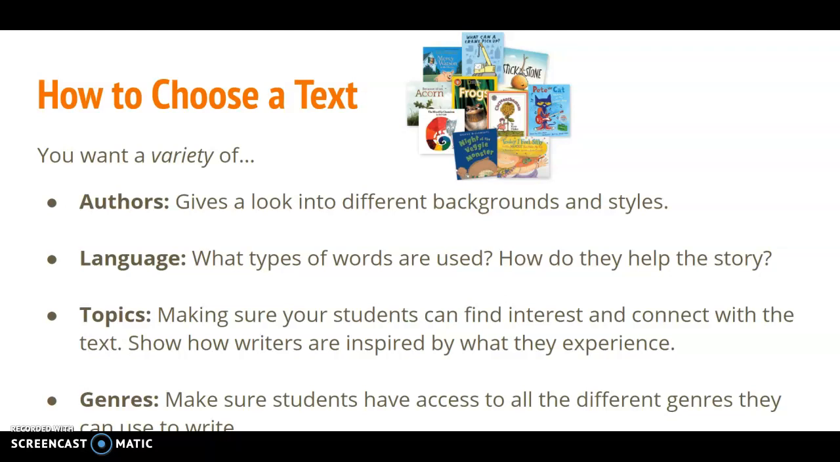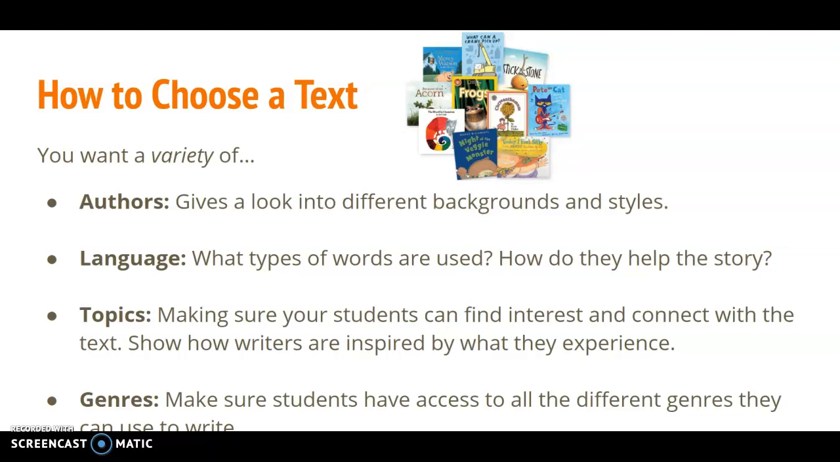You also want different topics, which is kind of self-explanatory. You want to have books not just about one thing. You want a variety of texts that students have access to so they can read about what they're interested in, and that's going to make them want to be more avid readers, and it's also going to be reflected in their writing when they can show what they're excited about and what inspires them through their own work.